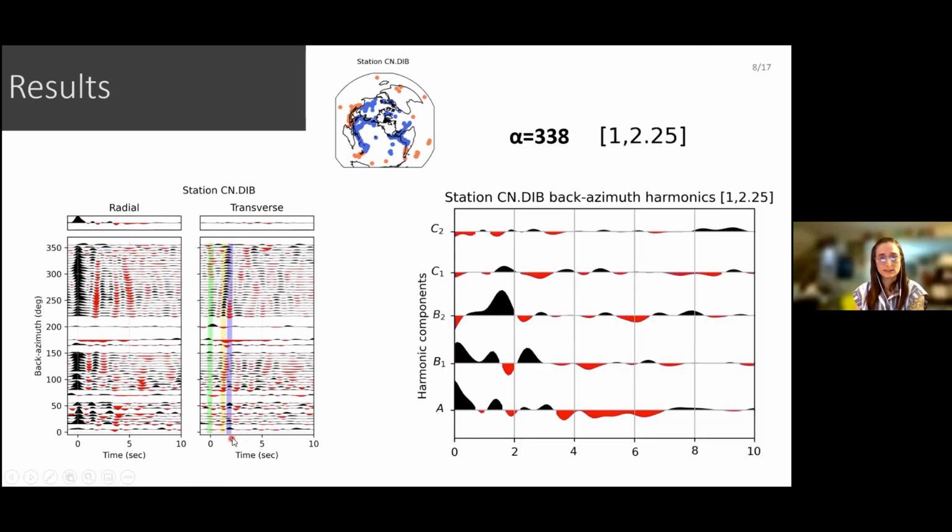And so then we did a harmonic decomposition for this station. The bottom here shows the time, for a time window of 1 to 2.25 seconds. When we optimize it for that time, we've got an angle of 338 degrees.